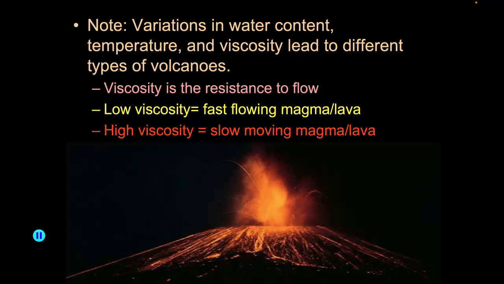So low viscosity is fast flowing magma or lava. High viscosity is slow moving magma or lava, and you're going to see some examples of that coming up on these slides. Now, magma and lava are the same thing, it just depends on where they're found. When it is below the ground, so inside the volcano and below the crust, it's called magma. But once it comes up to the surface and it's on land, it's called lava. I always remember it by thinking of how land and lava start with the same two letters, and that helps me remember which one is which.